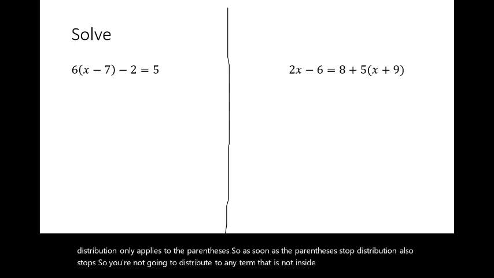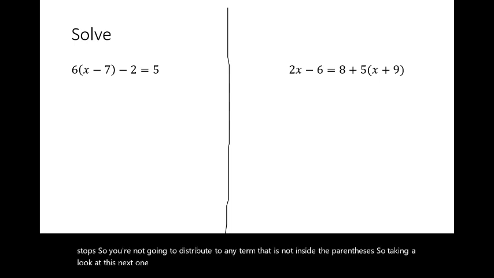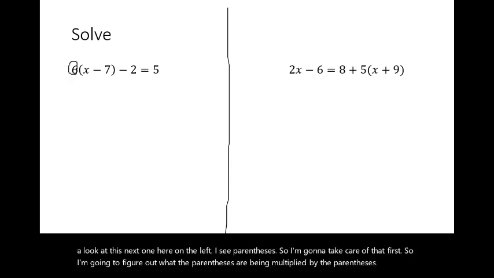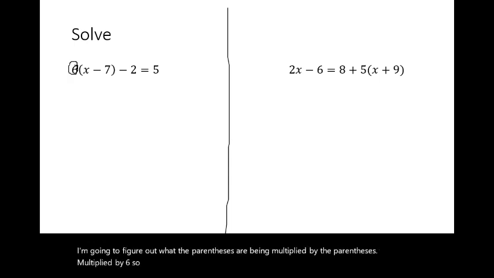So taking a look at this next one here on the left, I see parentheses, so I'm going to take care of that first. So I'm going to figure out what the parentheses are being multiplied by. The parentheses are being multiplied by 6. So I am going to distribute 6 to everything in the parentheses to clear out the parentheses. Now here's the thing. You see this -2 over here?